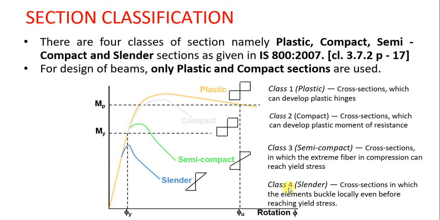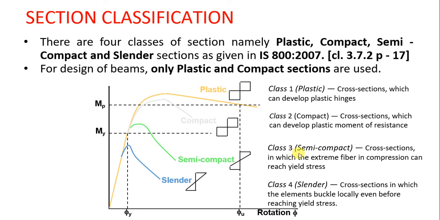Starting with class 4, that is slender. In the cross section, these are the ones in which the elements buckle locally even before reaching yield stress. So if you take any section, it may be I section, channel section, anything, if it falls under slender, it won't even reach yield stress. It will fail by buckling itself. So this is not recommended. You can see here this point is very low compared to the other classes or this classification.